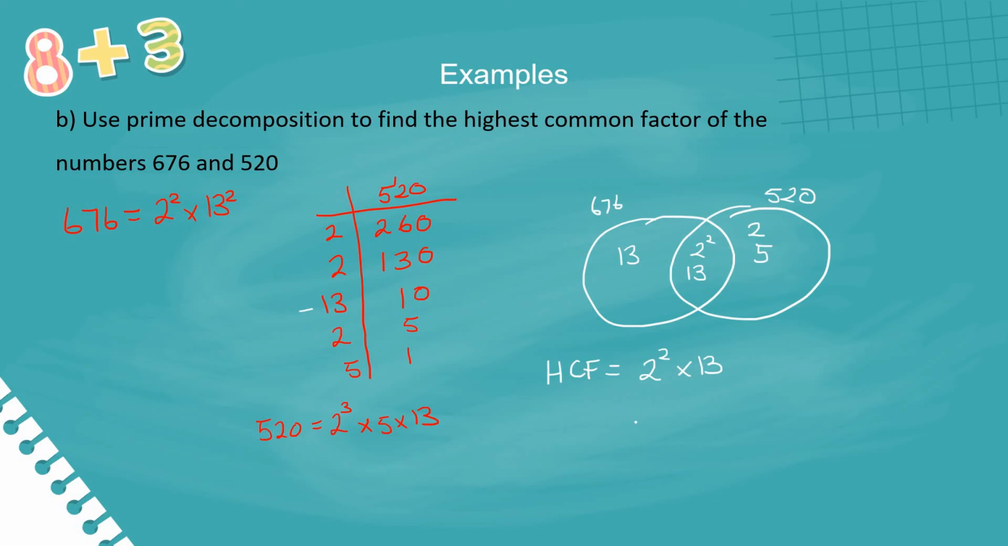then work out in our calculator. We would leave it like this unless we're told otherwise. If we had to work it out, 2 times 13 is 26, 26 times 2 is 52, so that's our highest common factor.